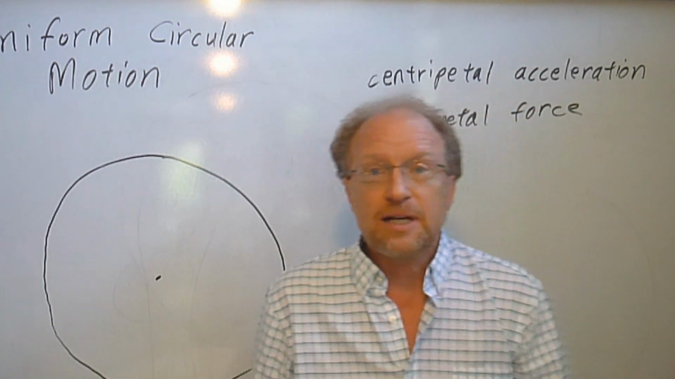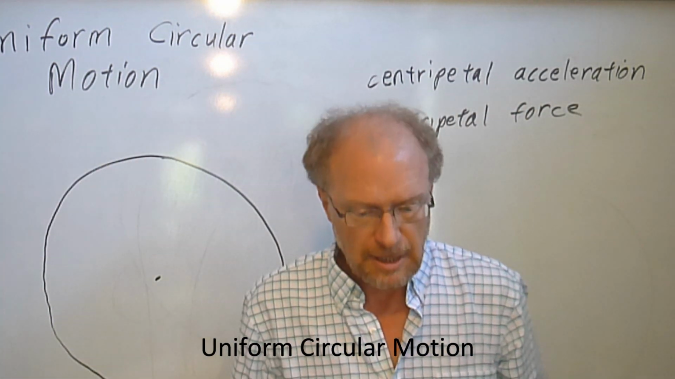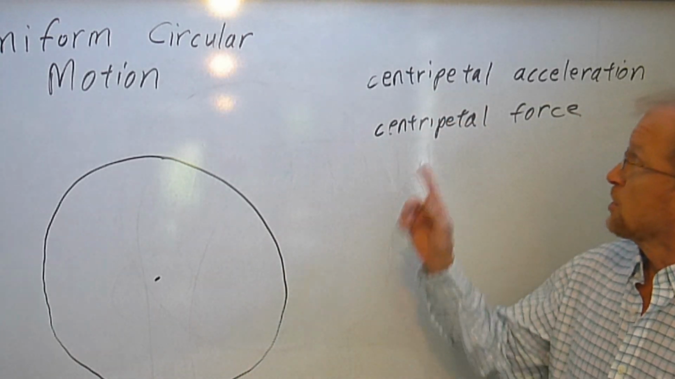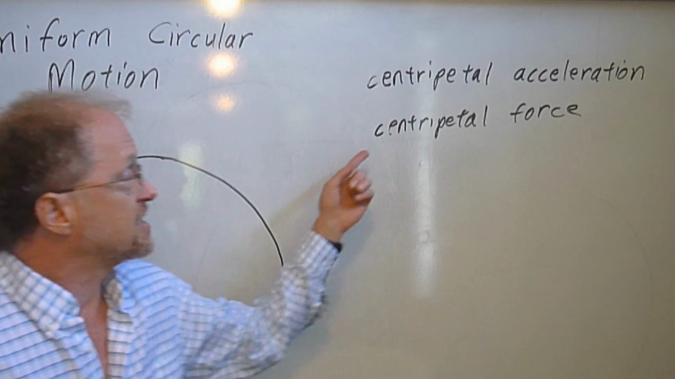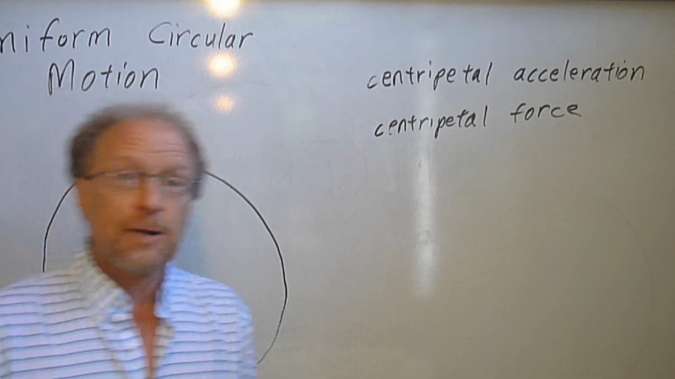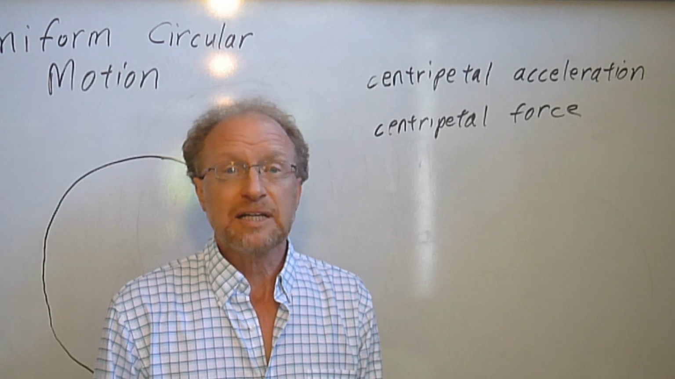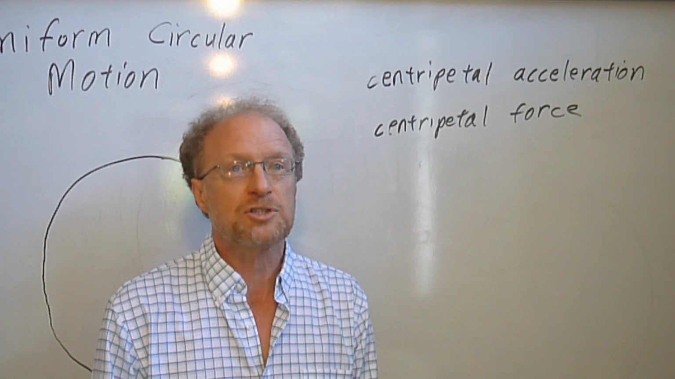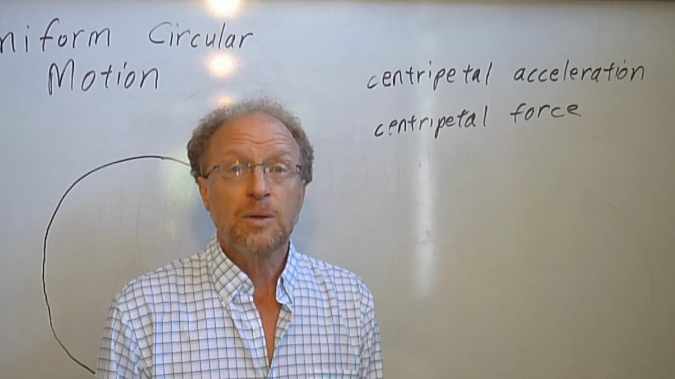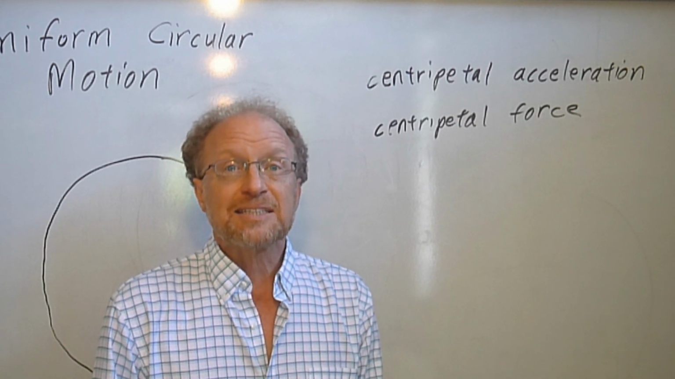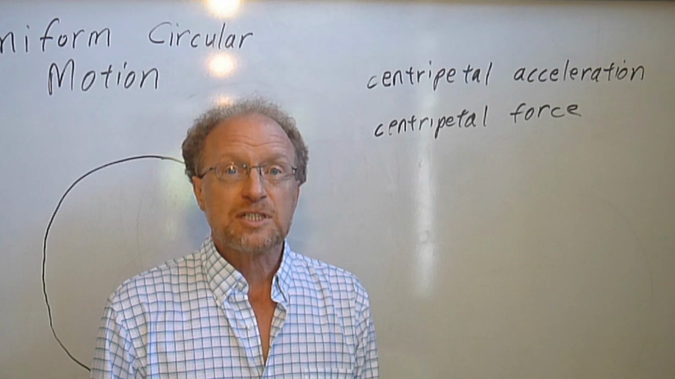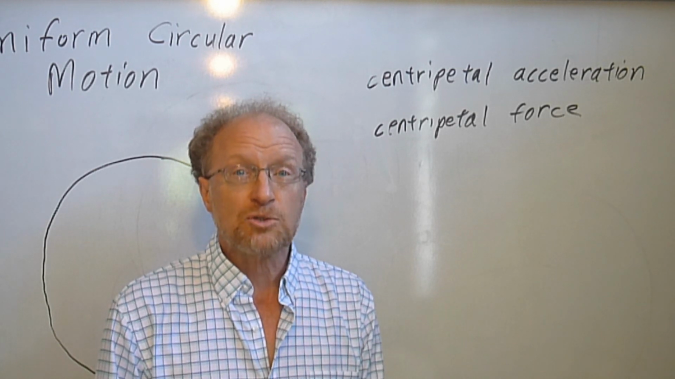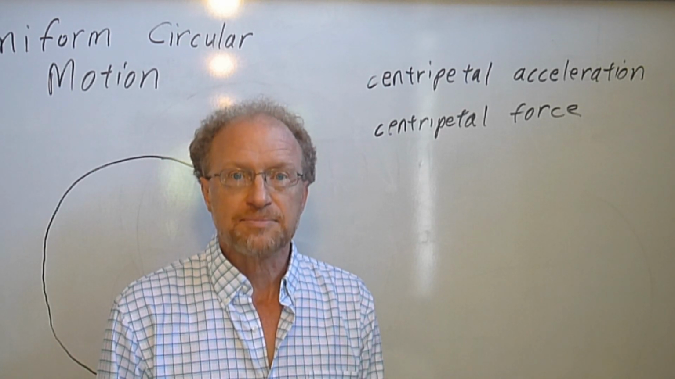Today we're starting a unit on uniform circular motion. In this video, we're going to be learning the terms centripetal acceleration and centripetal force. And what I want you to get out of this video is the fact that when an object is moving with uniform circular motion, in a circle with a constant speed, the acceleration and the force on that object are directed toward the center of the circle. That's what centripetal means. It means center seeking.